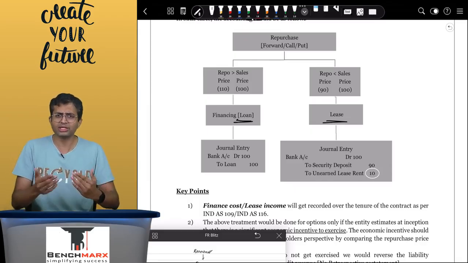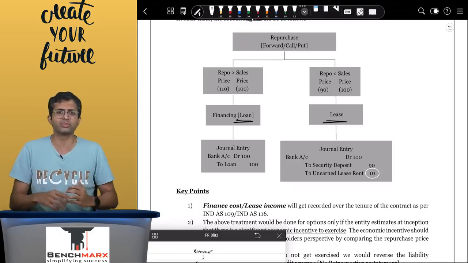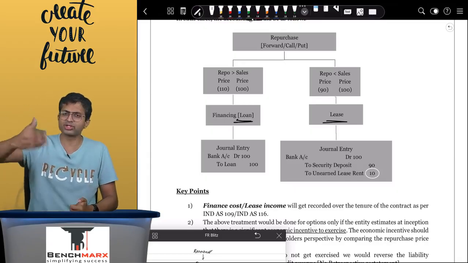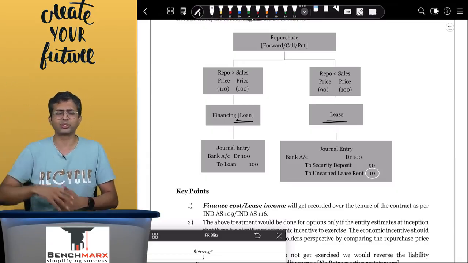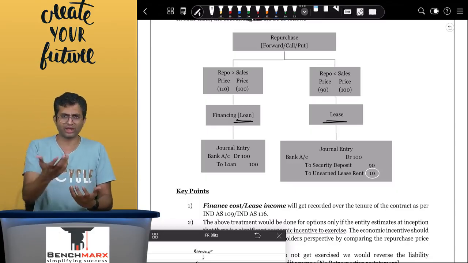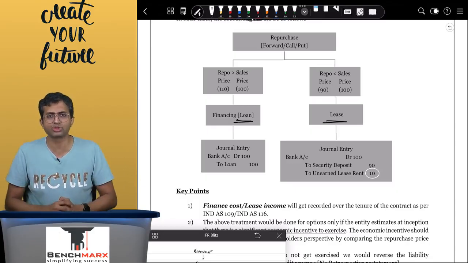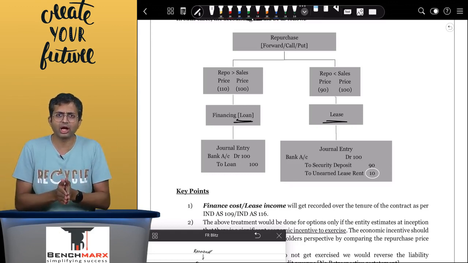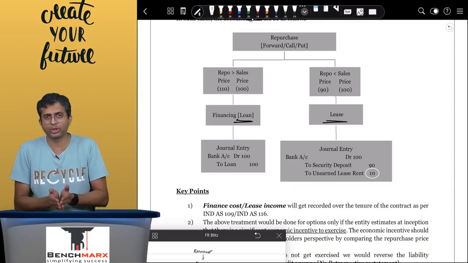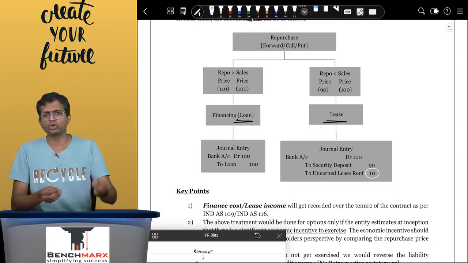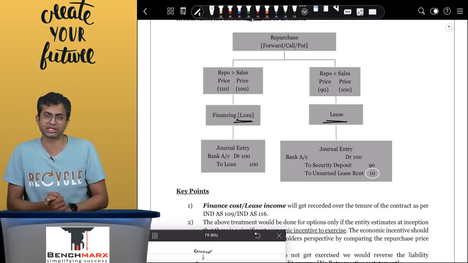So let us say the repurchase price is 110, or let us say the repurchase price is 90, and you have a call option. You are expecting that the market price of the products that you have given up is expected to be close to 200. So it is highly likely that you will exercise the option and buy at either 110 or 90, as the case may be. In such cases, it is much more likely that the repurchase will happen, in which case you will continue to treat it as a loan or a lease, as the case may be.